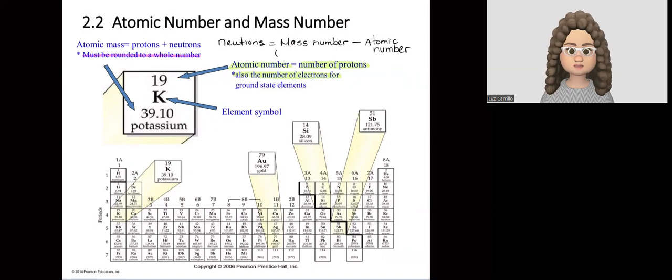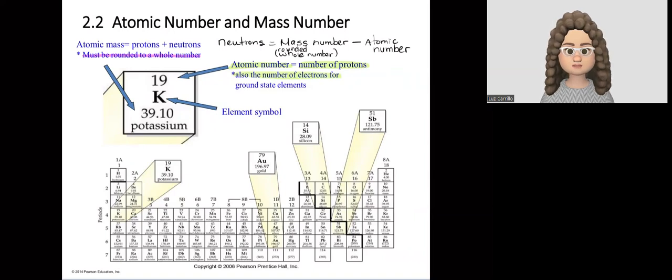Let me just put a note that this needs to be rounded to a whole number before we determine the number of neutrons for a particular element.